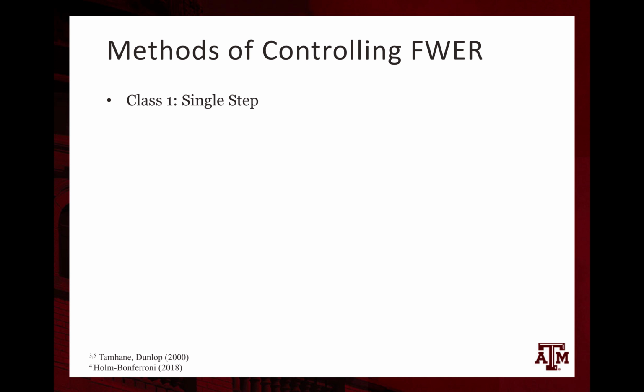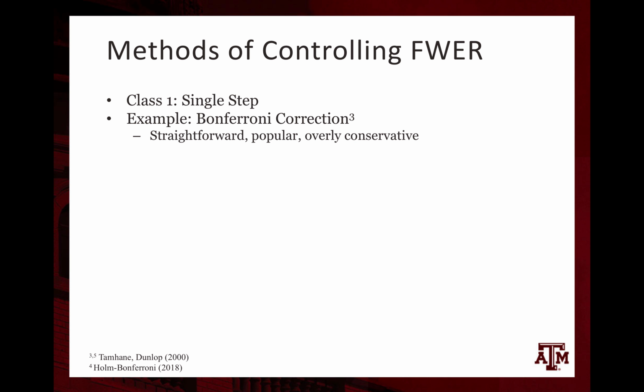The first one is a single-step procedure, and the most famous example of this is something called the Bonferroni correction. The Bonferroni correction is very straightforward and very popular. One drawback of it is that it's overly conservative. It's given by this expression: we set the individual comparison level test size to the desired family-wise error and divide that by the number of comparisons. So if you're making 2 comparisons, for example, and your family-wise error rate is 0.05, you divide that value by 2 to arrive at 0.025. But you can see how when m starts to get large, that starts to become very strict.